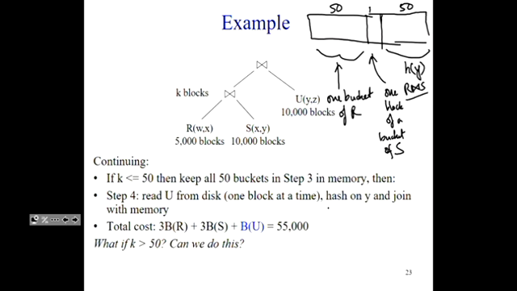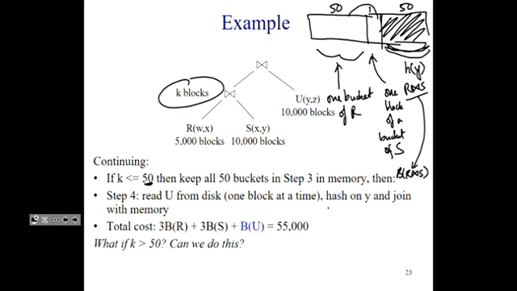Correct? So if the size of R joined with S, which is K blocks, is less than or equal to 50, then you can store the entire result of the join within memory. So you compute the join between R and S and you store it in this hash table. If it fits within 50 blocks, then you can just keep it there. You don't need to spill to disk. So the next step then becomes easier.